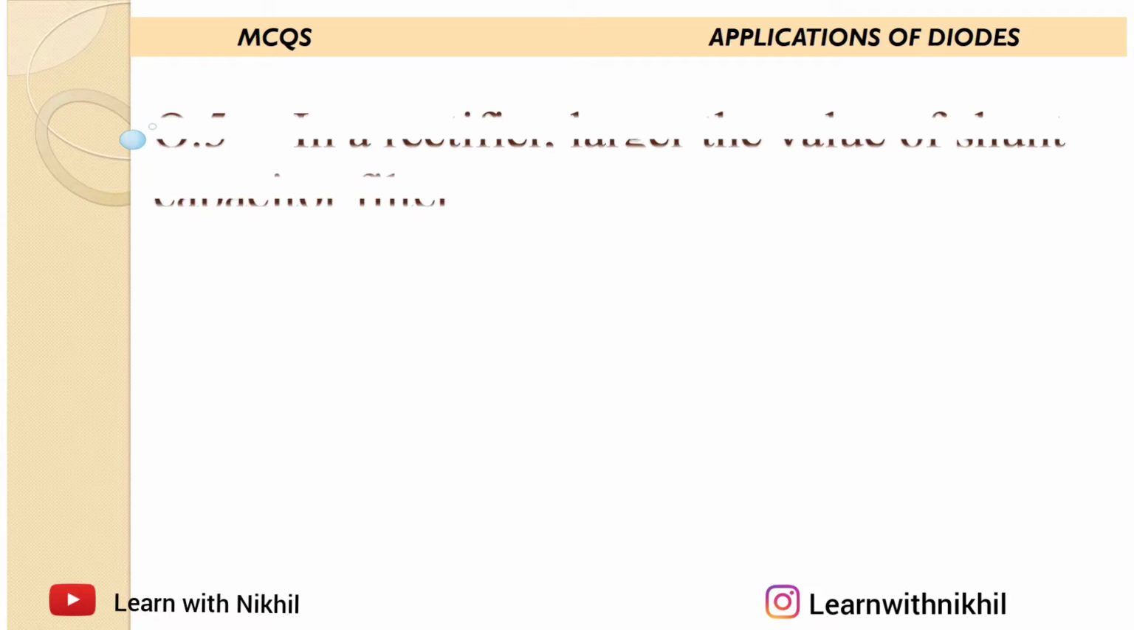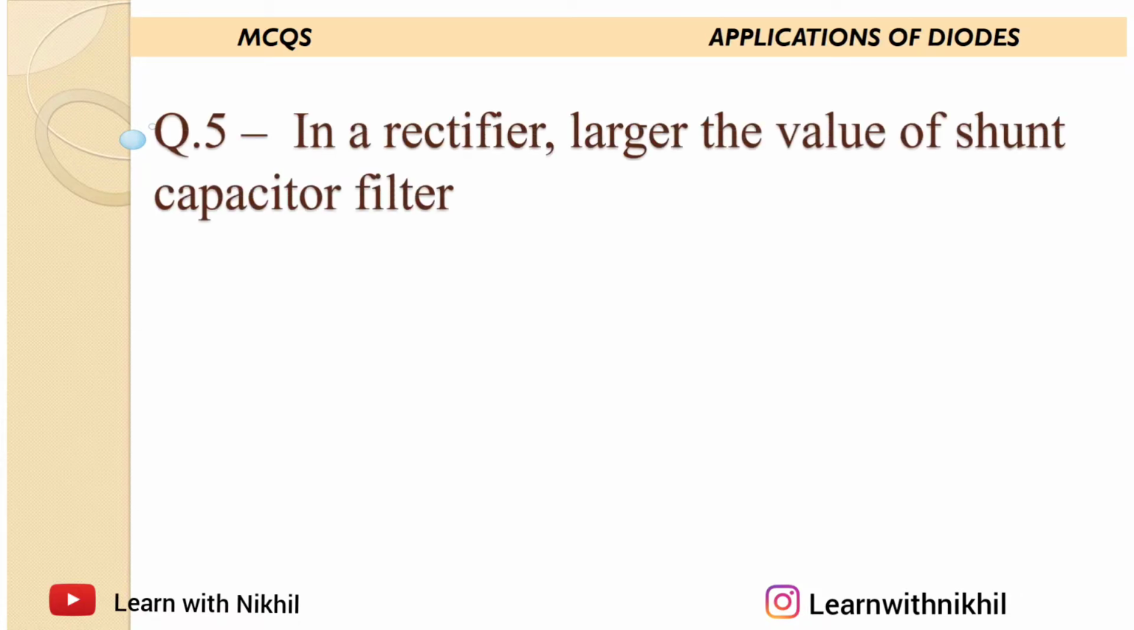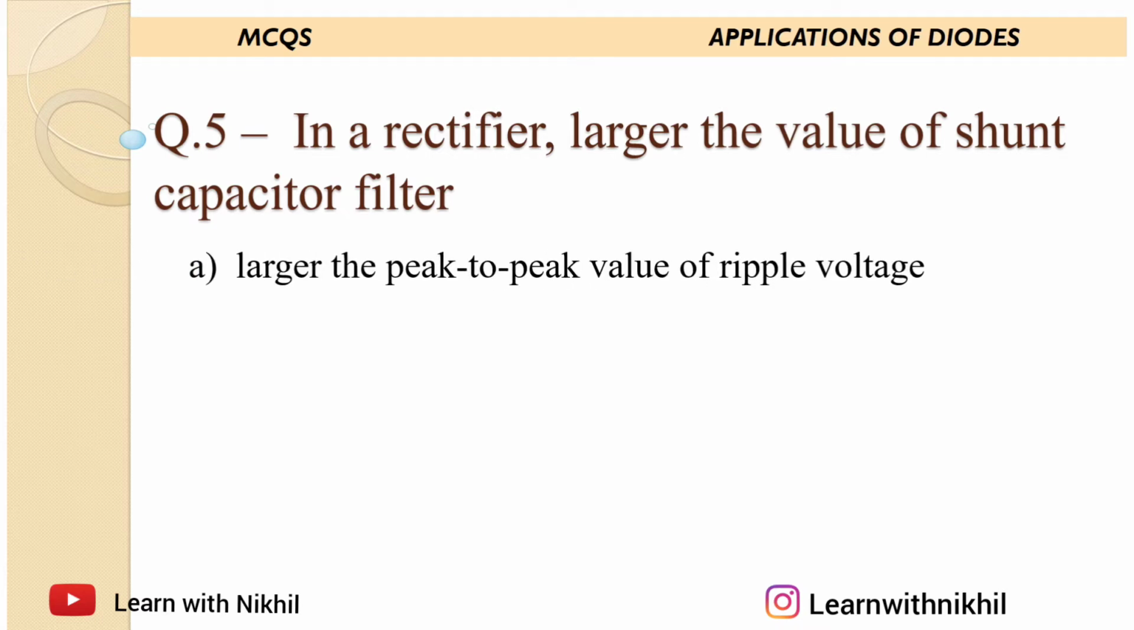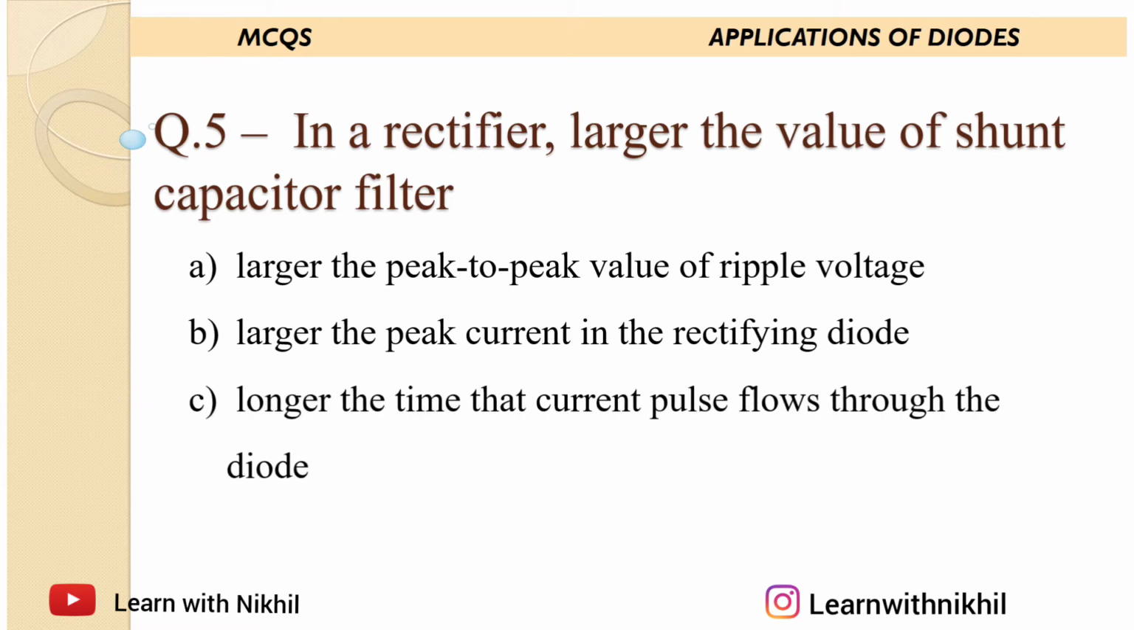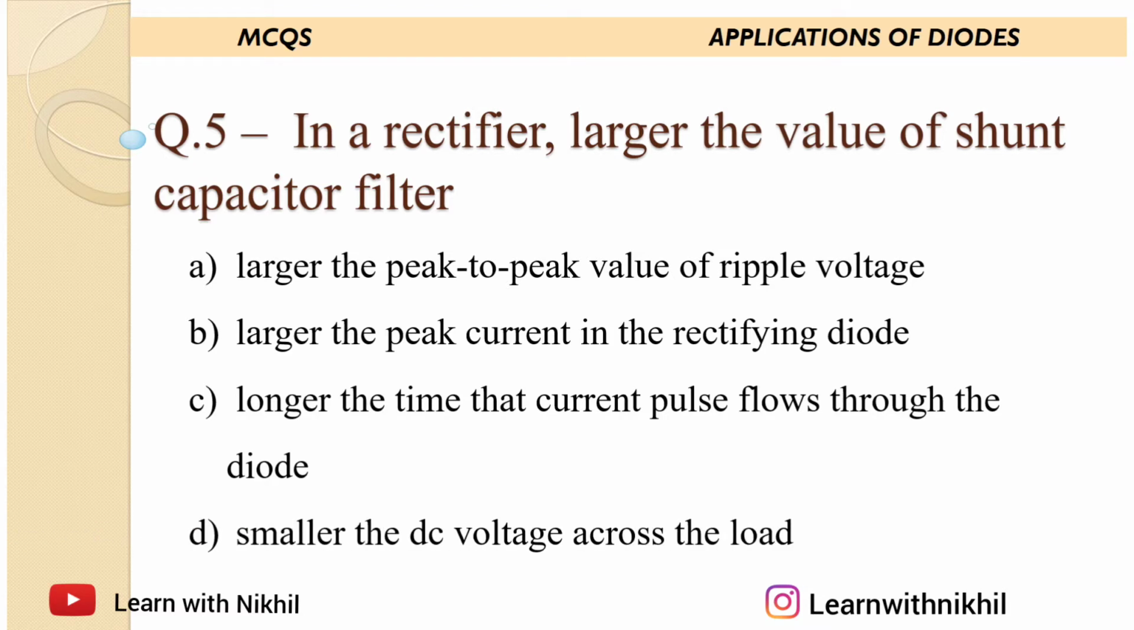Next question. In a rectifier, larger the value of shunt capacitor filter, A. Larger the peak to peak value of ripple voltage, B. Larger the peak current in the rectifying diode, C. Longer the time that current pulse flows through the diode, or D. Smaller the DC voltage across the load. And the right answer is larger the peak current in the rectifying diode.